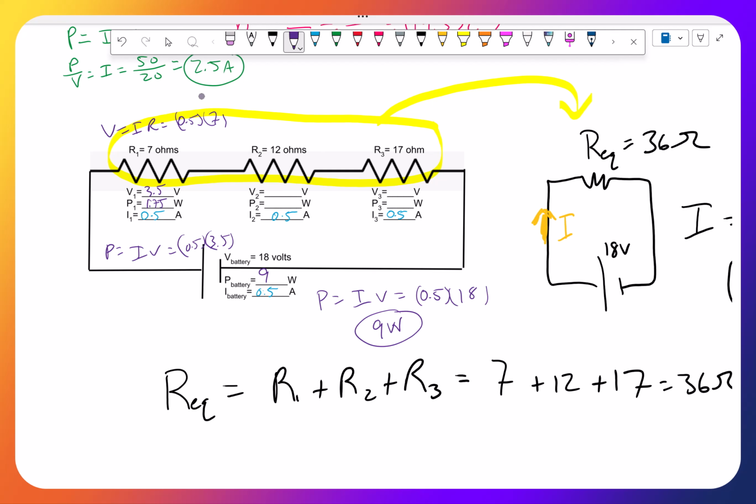All right, and then over here for V2, it's going to be the current multiplied by the resistance. So that's going to be 0.5 times 12, which is going to be 6. There you go, 6 volts. And then the power is going to be the current multiplied by the voltage, which is going to be 3 watts. There you go. Right, because it's going to be 0.5 amps times 6 volts.